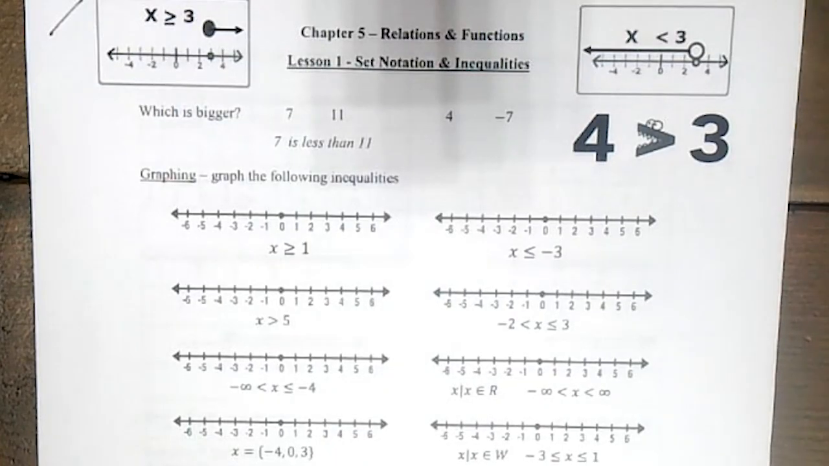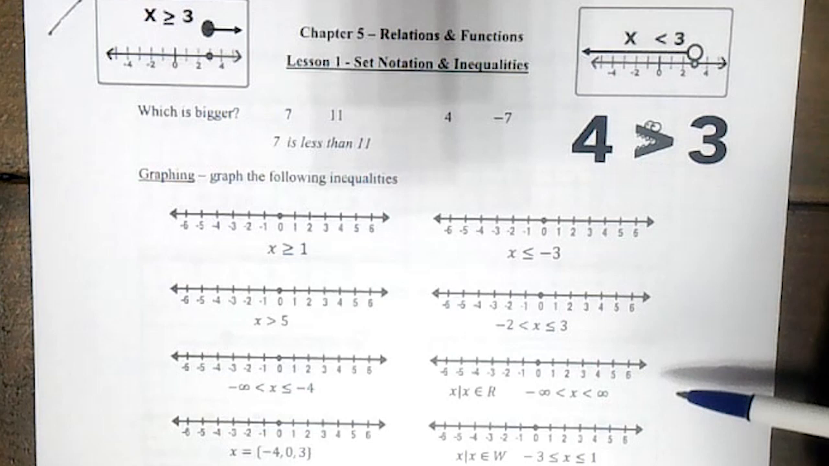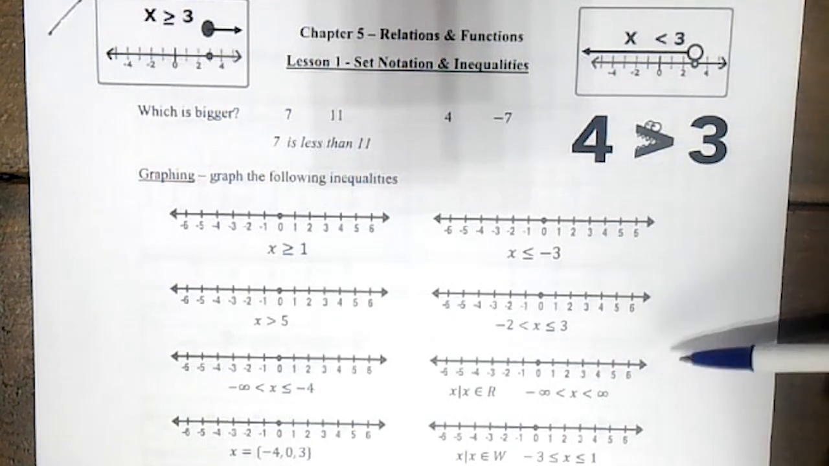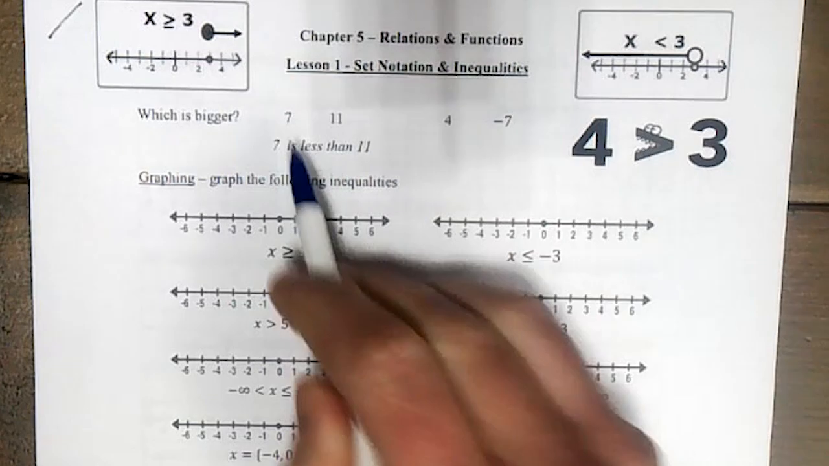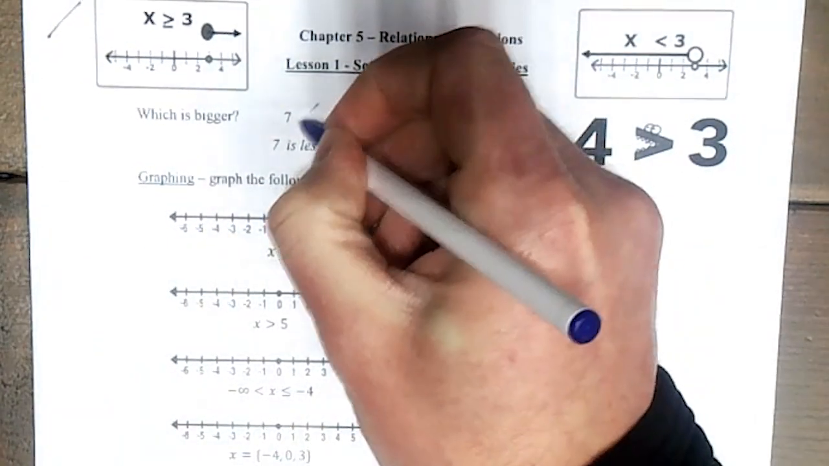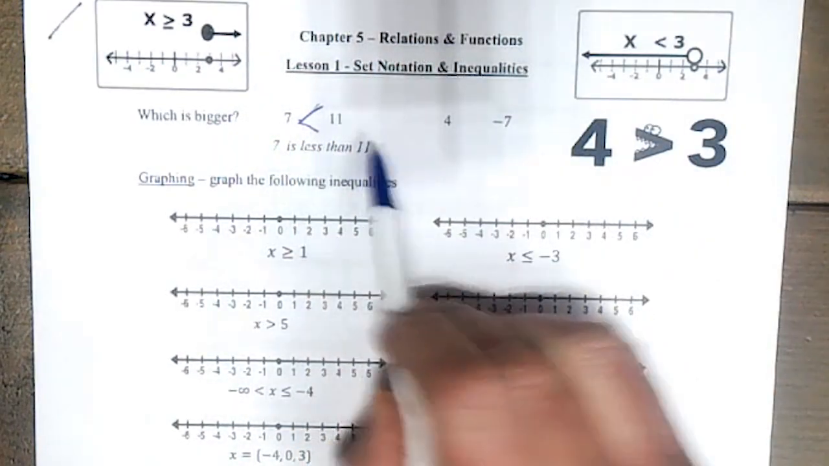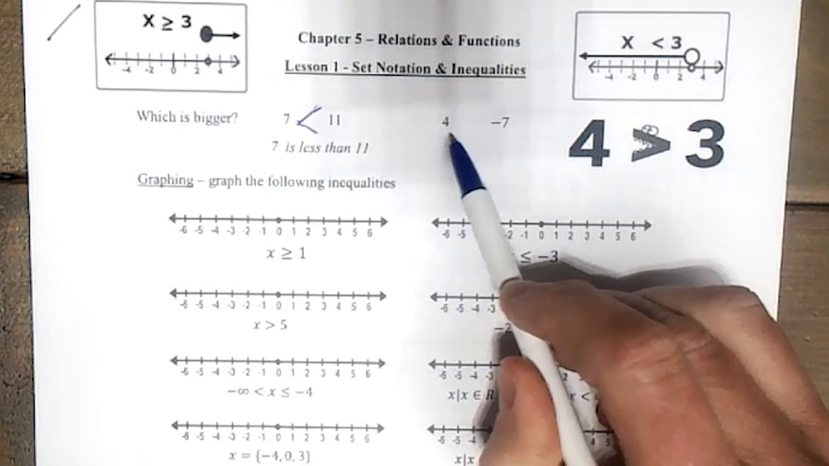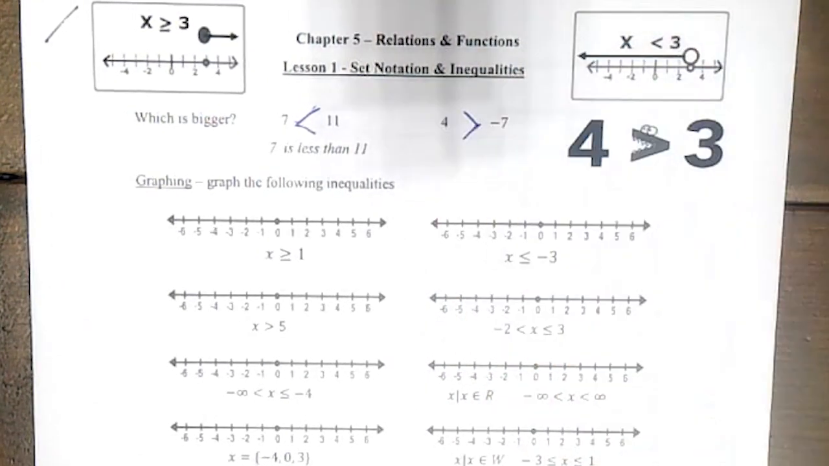So a quick overview of inequalities. Always think of it as this is an alligator and it's always going to face the bigger number. 4 is bigger than 3, so it will face that way. If we have 7 and 11, 7 is less than 11. So the inequality will face the bigger number. And in this case, even though 7 is bigger, it's a negative number. So the inequality has to face the positive number. It's bigger.